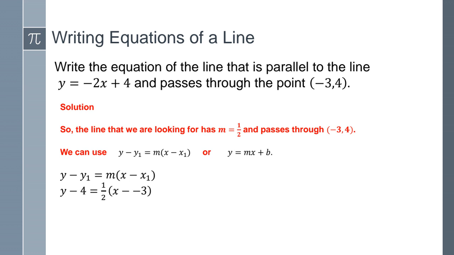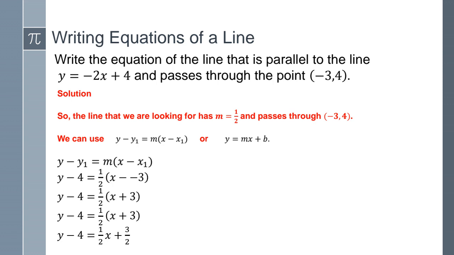Now I'm going to simplify. Here x minus negative 3 will give us x plus 3. And now I need to distribute the 1/2 with the x and with the positive 3. This will give us 1/2 times x will give us 1/2 x, and 1/2 times positive 3 will give us 3 over 2. But remember, we have to isolate the y, right? Because we want it in the slope-intercept form.